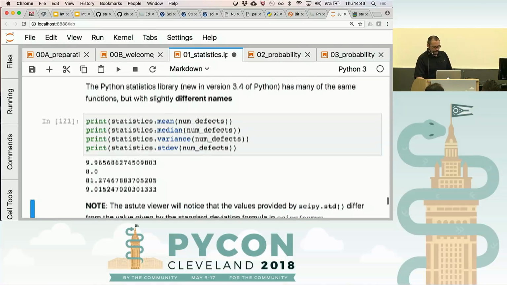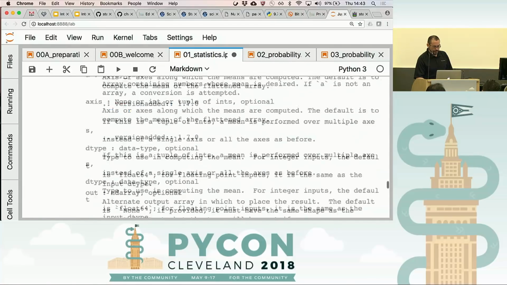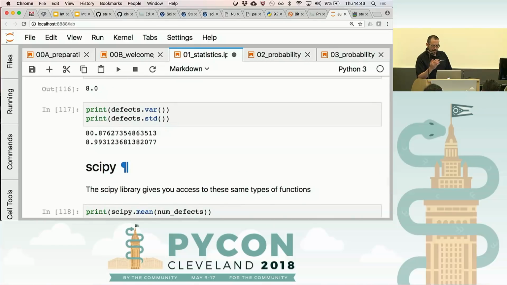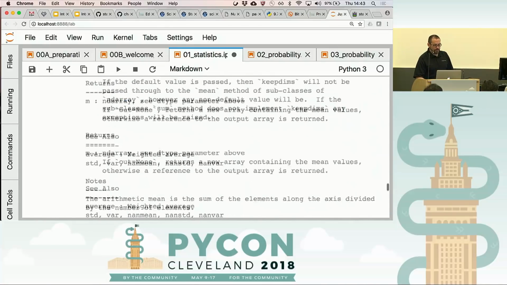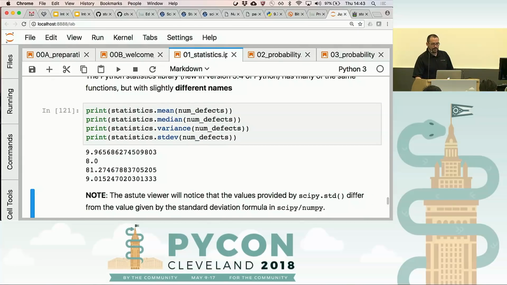So let's go take a look. 81.2 and 9.0. Oh, there's a lot of stuff here. And we had 80.8 and 8.9. So they're different. All right, why? Anyone know why?